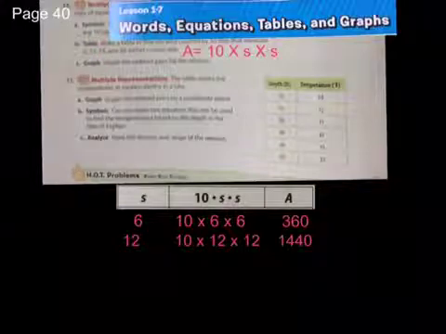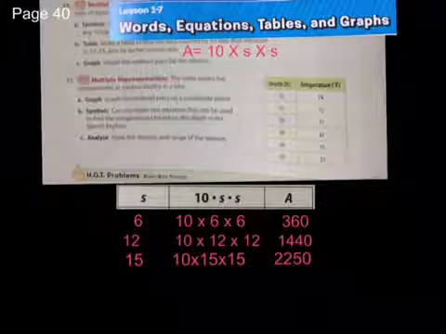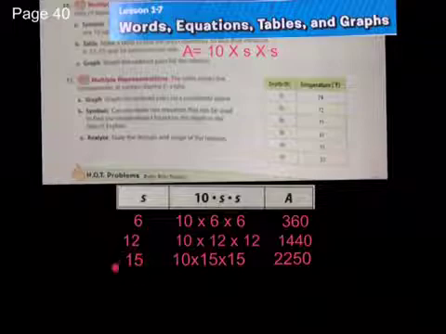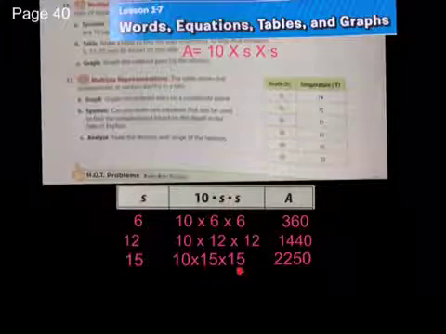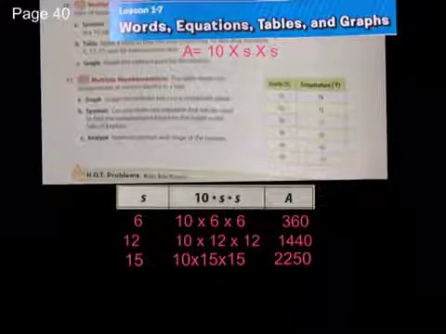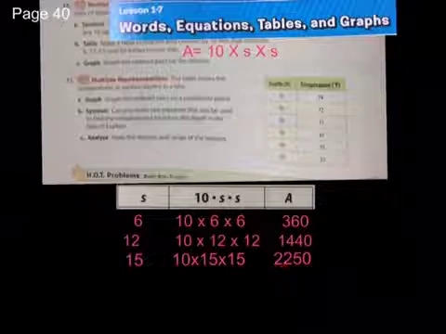Okay, then we go with 15. Okay, following the pattern, sides are 15. Here we multiply the 10 times 15 times 15. Well, 15 times 15 is 225. Times 10, you add the 0, and there you have your new area.